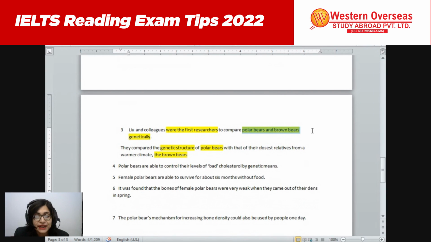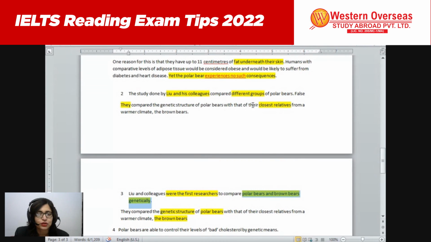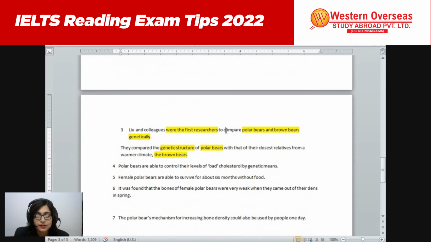However, this complete information is mentioned. If you remember the last question, it was false due to this reason only, because they are saying different groups of polar bear. In fact, they are saying polar bears with that of their closest relatives. Now here, the things are very clear. This is a complete clause we have in our passage: genetic structure, polar bears with the brown bears. But are they talking about the first researchers?